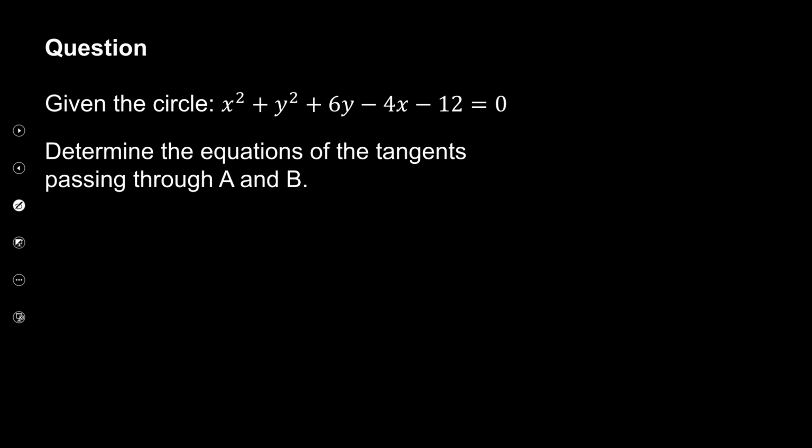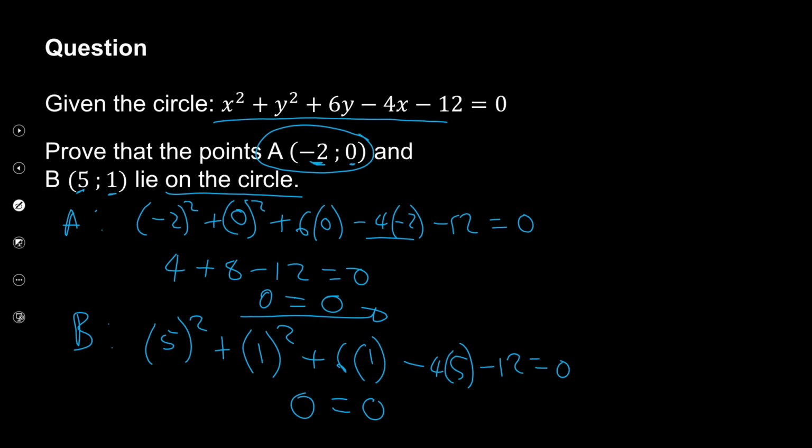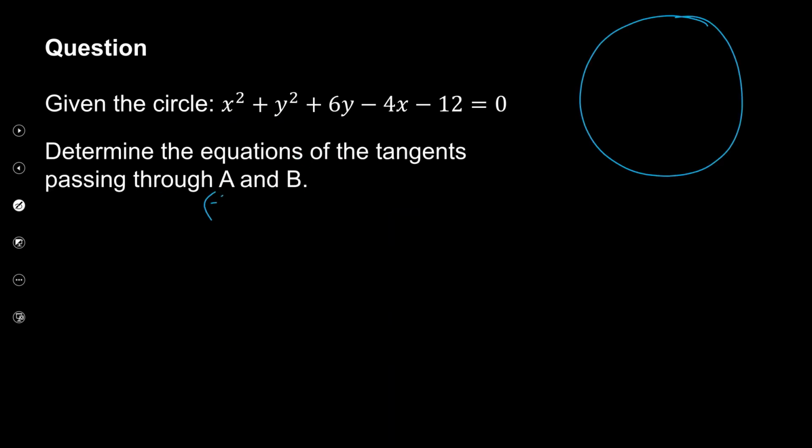Now determine the equation of the tangents passing through A and B. Now quickly, I'm going to firstly draw a diagram for us, right? Just to know what these points are about, right? So remember, A was minus 2 and 0, B was 5 and 1. I'm going to just try and see where I can place. The minus 2 and 0 will be somewhere here, and then 5 and 1 will be somewhere maybe up there, right?